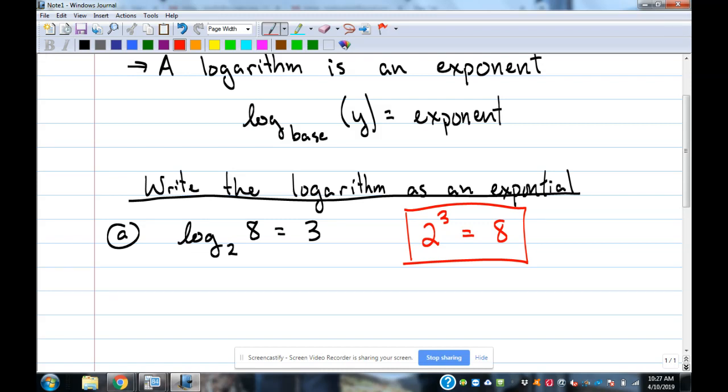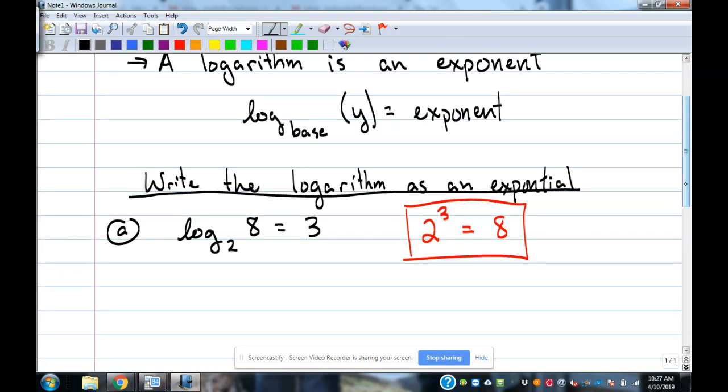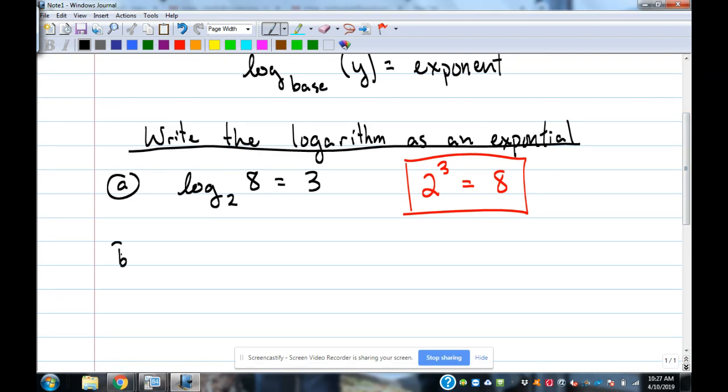Why in the heck are we doing that? The reason is that eventually we're going to get to solving equations that have logarithms in them, and we'll solve equations that are exponentials. If we can rewrite them as one or the other, sometimes it makes the equation even easier to do. So that's what we're trying to build the skill level to be able to do.